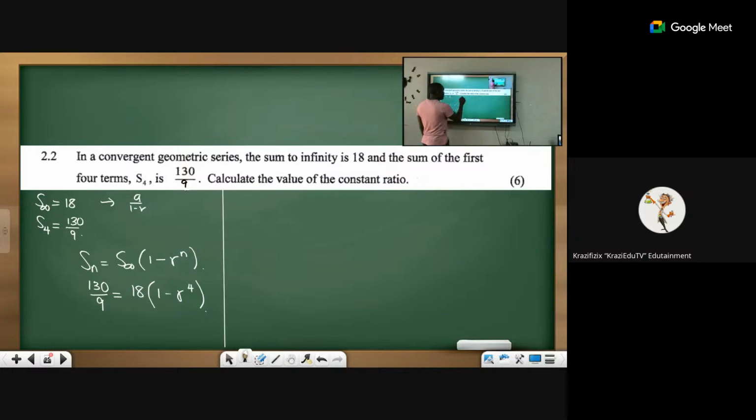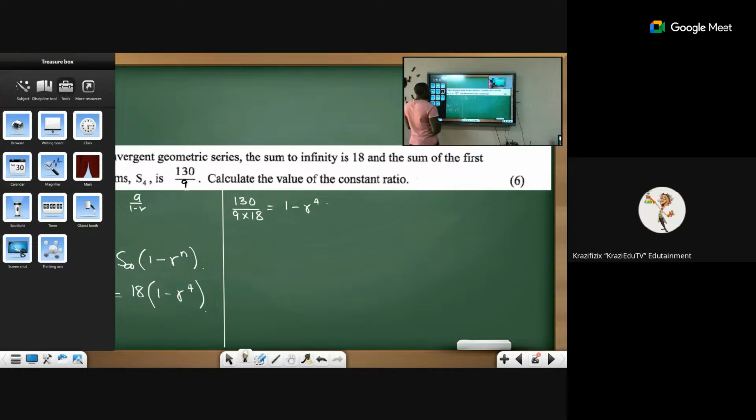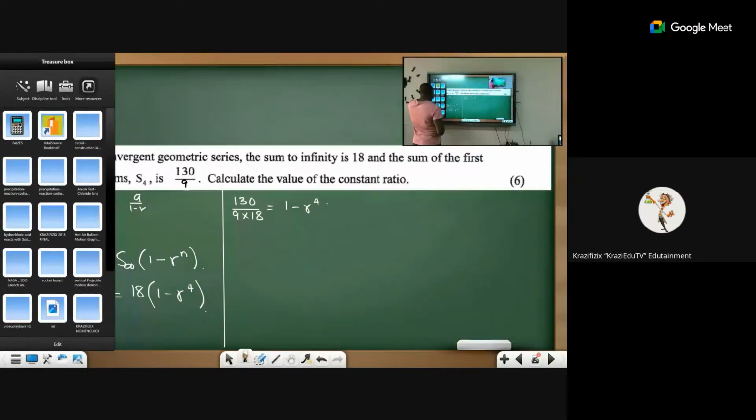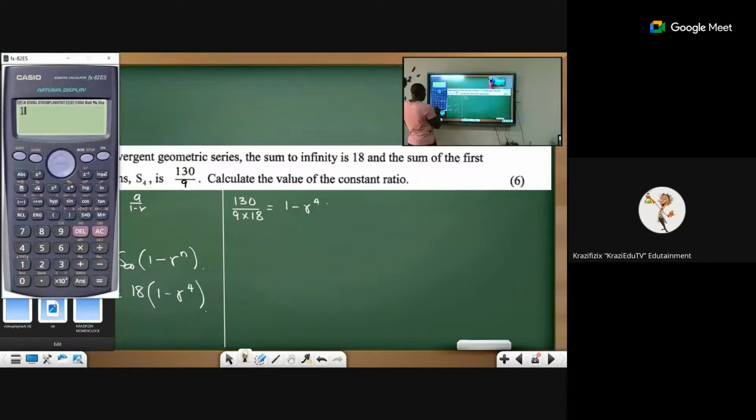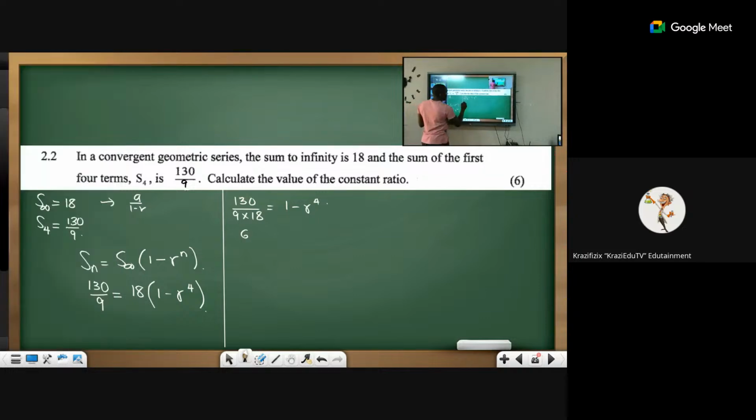Divide both sides by 18. So what do you have? 130/9 times 1/18. So what are we going to have there? 130/162, I think. So you said 130/9, just to make sure that we are all seeing that. 65/81. Okay, simplified.